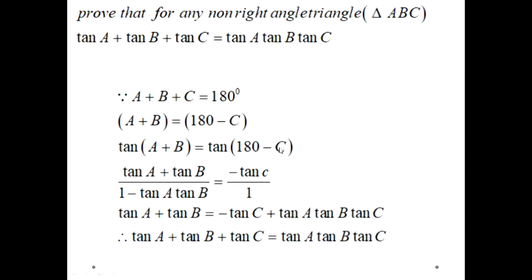And you don't have to do that because you already know that tan 180 minus C is equal to negative tan C. When I make cross multiplication, so tan A plus tan B equals negative tan C plus tan A, tan B, tan C. Tan C will go to the other side, so tan A plus tan B plus tan C equals tan A, tan B, tan C, and this is the final solution.